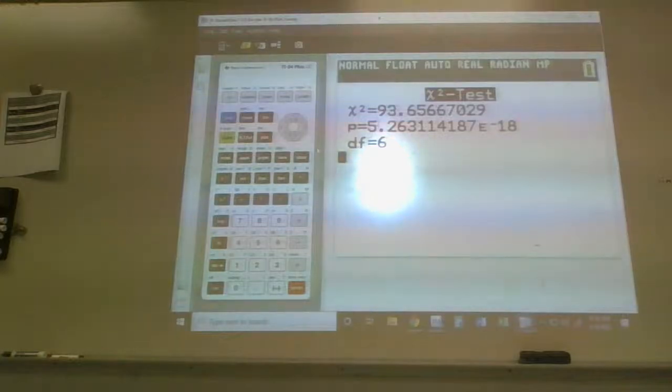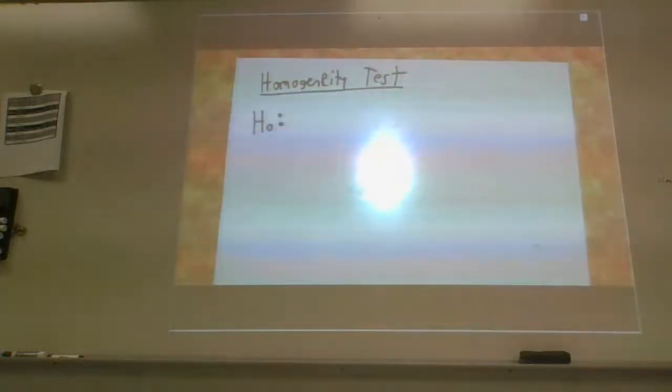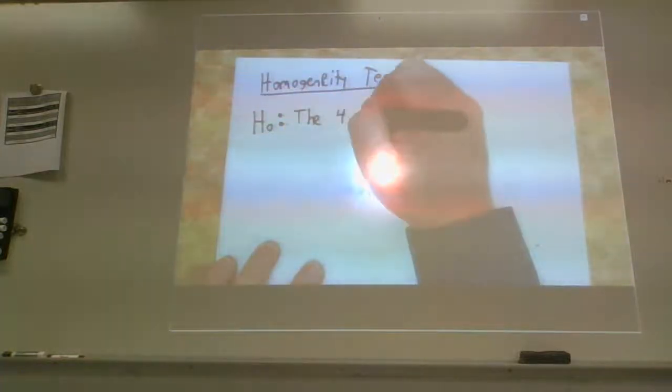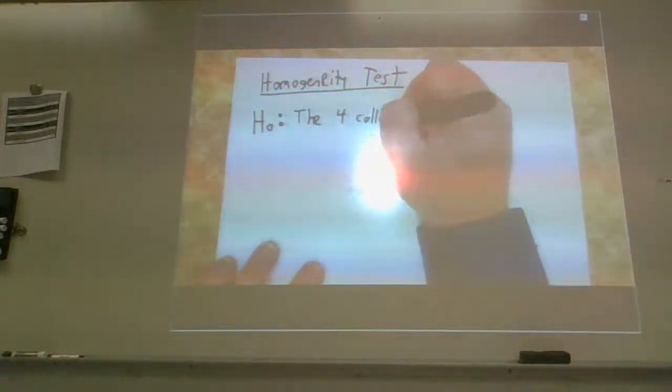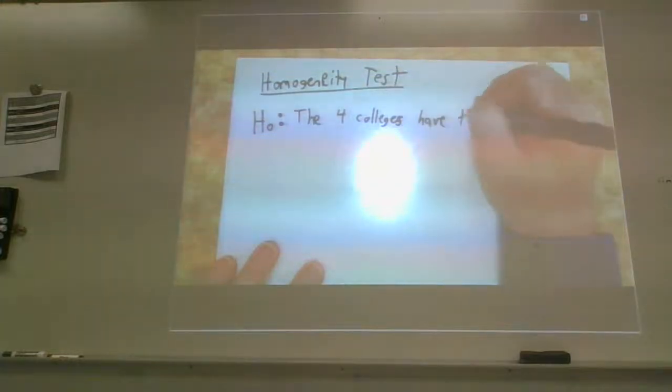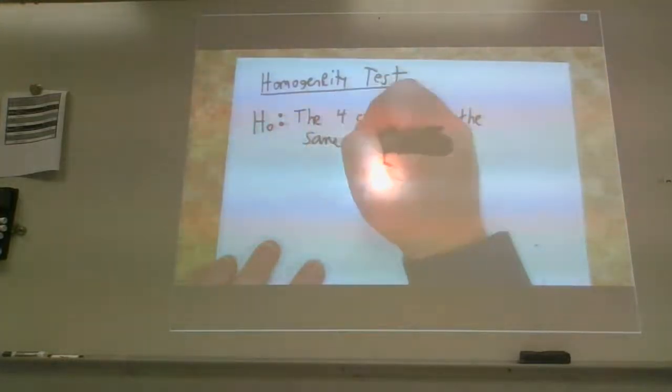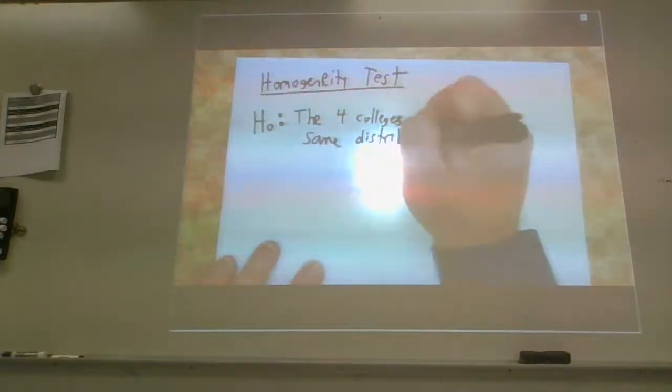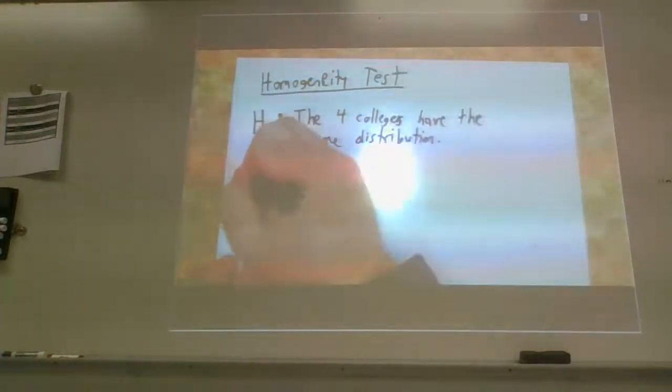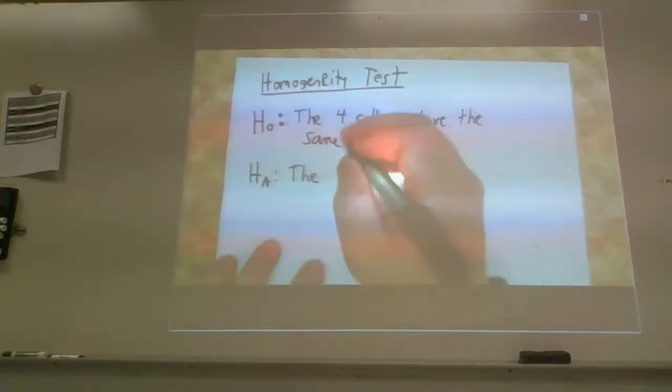So this is the homogeneity test. First of all, a null hypothesis, just something very simple. The 4 colleges have the same distribution. My alternate hypothesis, the 4 colleges don't have the same distribution.